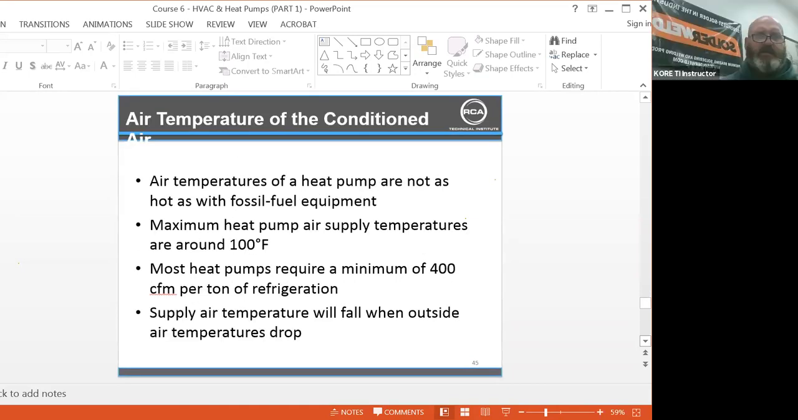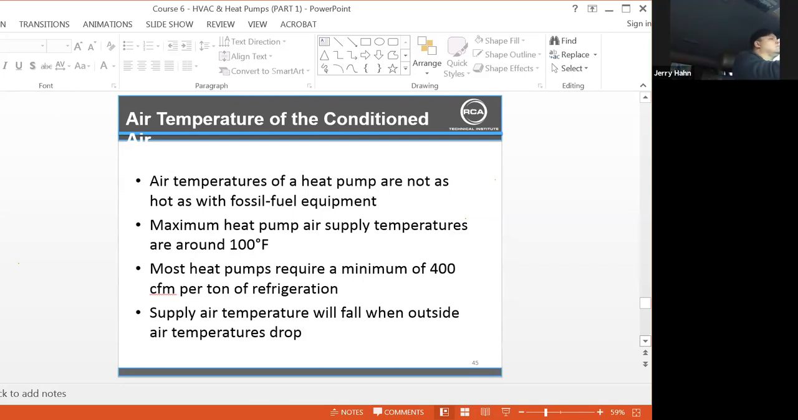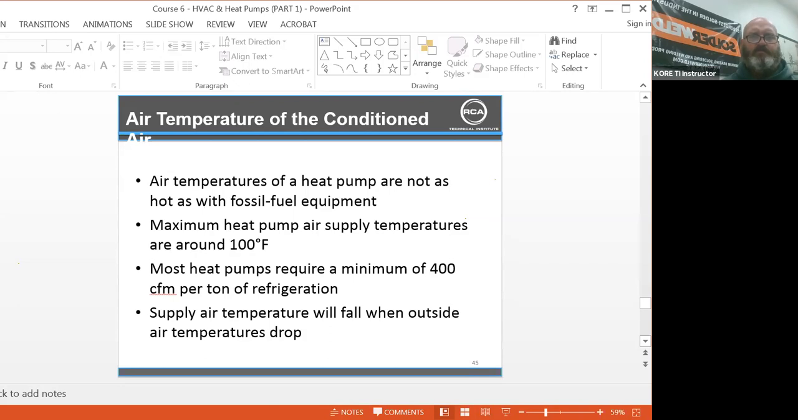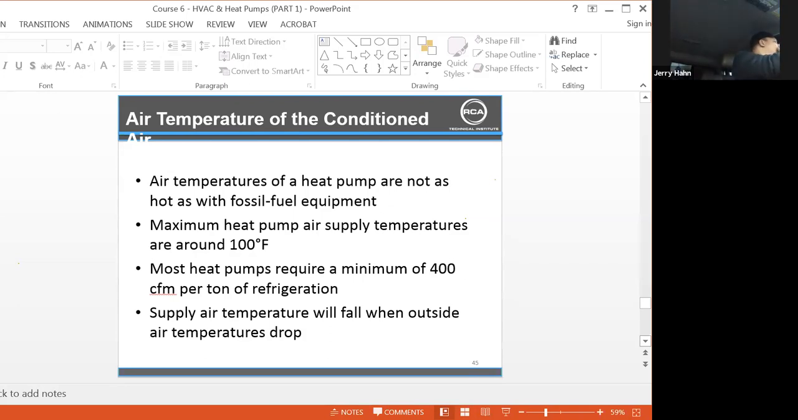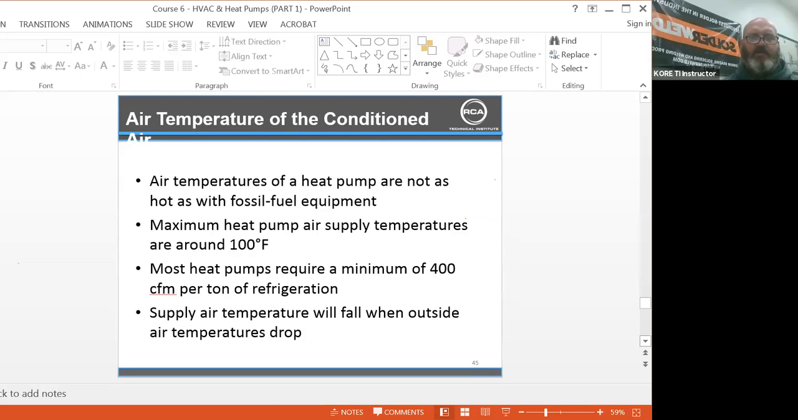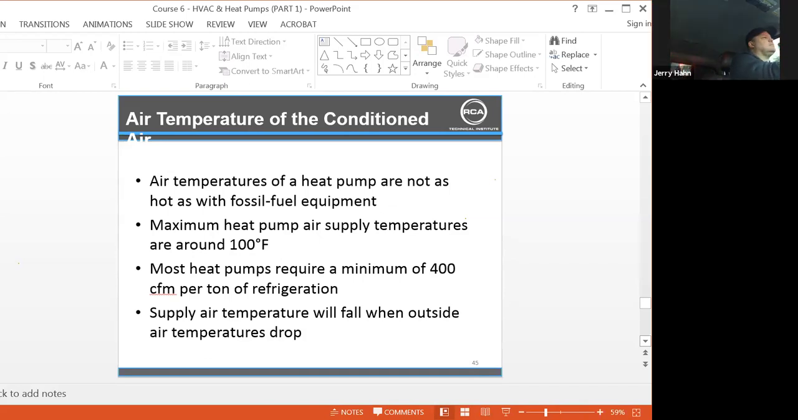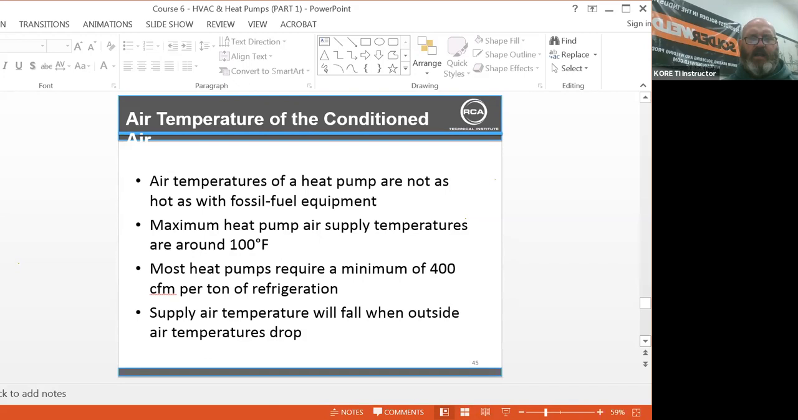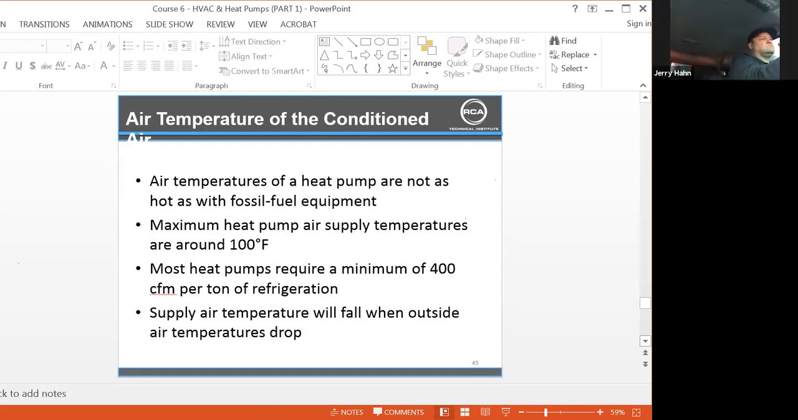Air temperature of the conditioned air. Air temperatures of a heat pump are not as hot as with fossil fuel equipment. Maximum heat air supply temperatures are around 100 degrees. Most heat pumps require a minimum of 400 CFM per ton of refrigeration. Supply air temperatures will fall when outside air temperatures drop, which again, we've talked about, that 0 to 10 degrees. A lot of times we'll just shut them off.